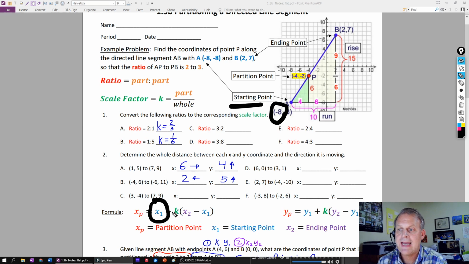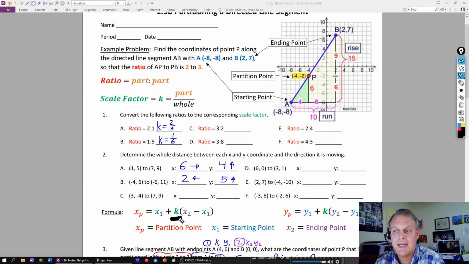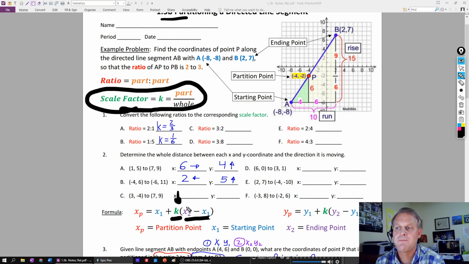And we want to add to that starting point what fraction of the whole. Remember this is a partitioning. So what part of the whole do we want? The part is our scale factor. What fraction? In this case it was, what was it, 2 over 3? No, 2 over 5, right?